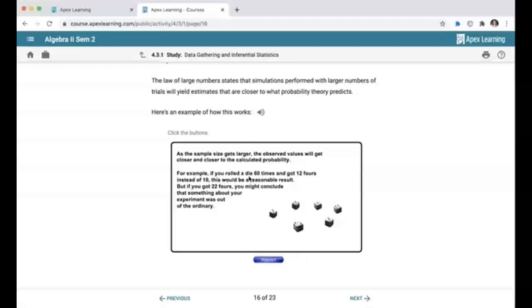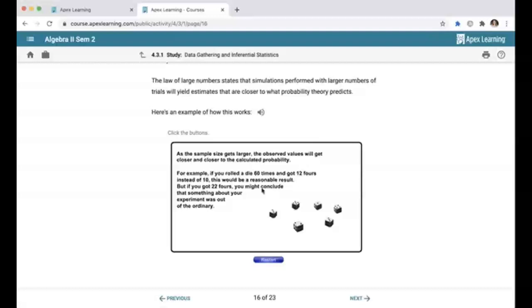So if we roll the dice 60 times and we get twelve 4s instead of our 10, it's reasonable. It's close to our value. It's not something insane, so we can be reasonable with that. And if we were to step it up to 120, rolling double the amount, we would get closer to our actual value that we were looking for.